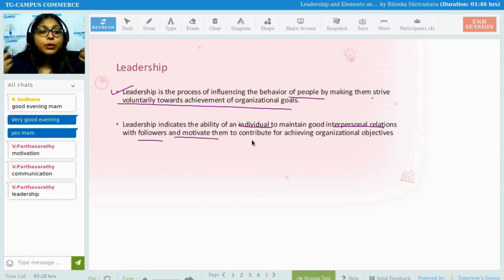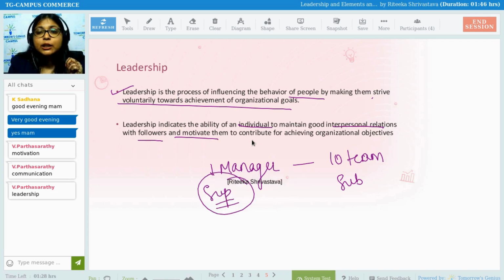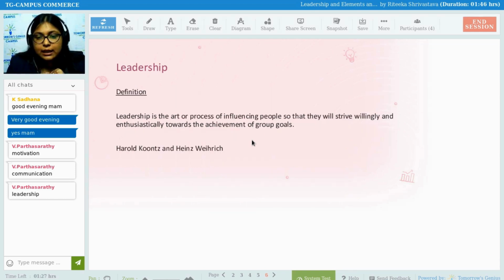It is the managers who are going to motivate their subordinates. See, if there is one manager, it is possible that this manager has a team of 10 members. Under this manager there are 10 members, and these all are the subordinates. The manager is the superior. So it's the responsibility of the superior to motivate the subordinates and lead them so that they can contribute towards the organizational goal.